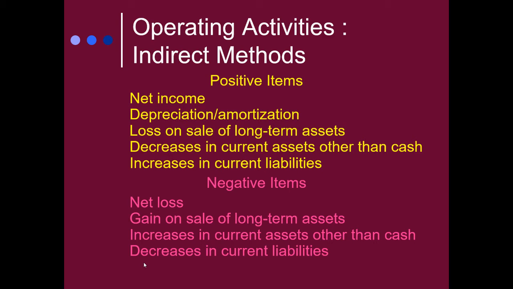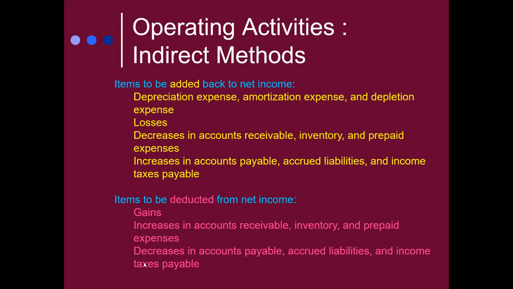These are the positive items: net income, depreciation, loss on sale of long-term assets, decrease in current assets, and increases in current liabilities. These are all the items with a positive sign. And the negative items are net loss, the gain on sale of long-term assets, increases in current assets and decreases in current liabilities.